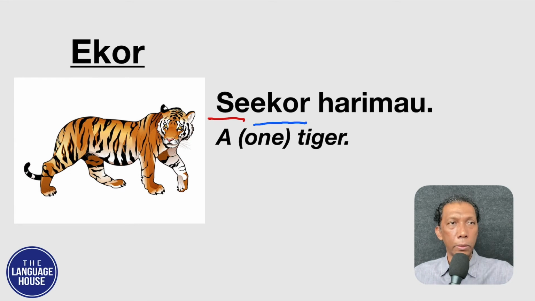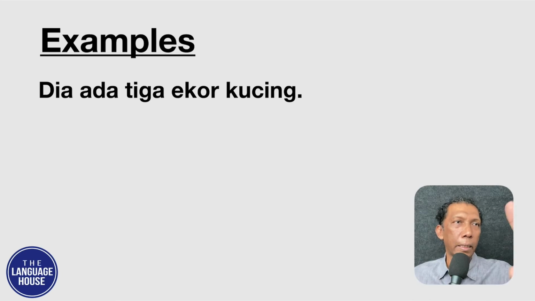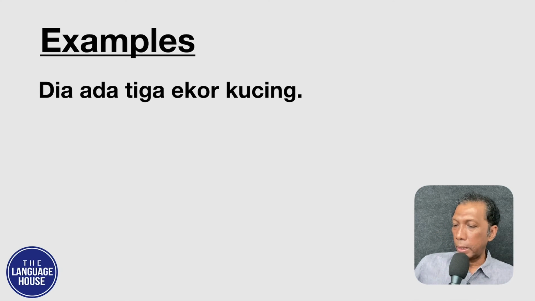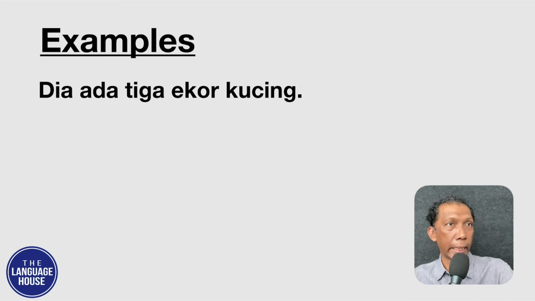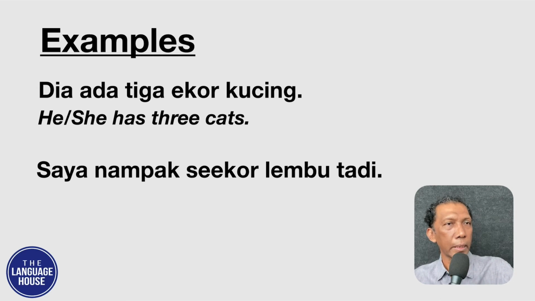Then we'll do the next one, the last one for this example. We'll do an example first. Sorry, I jumped at the slide. Example: Dia ada 3 ekor kucing, which means she has 3 cats. Saya nampak seekor lembu tadi.